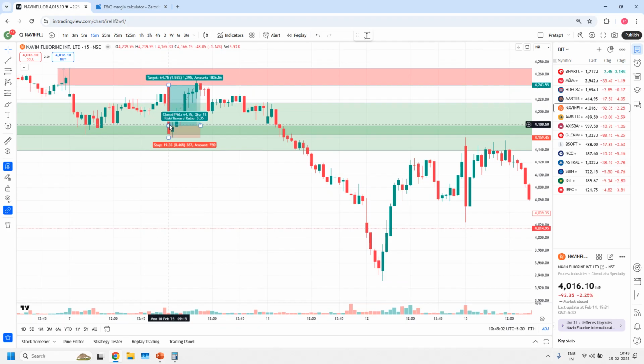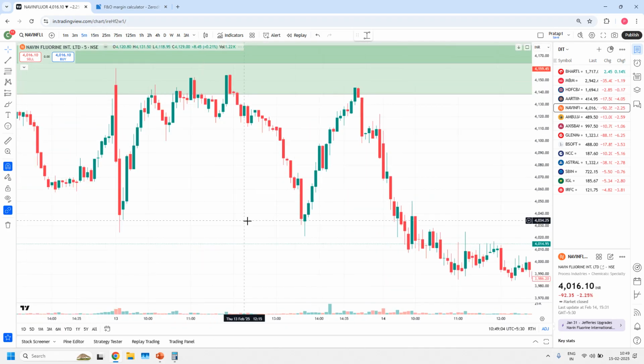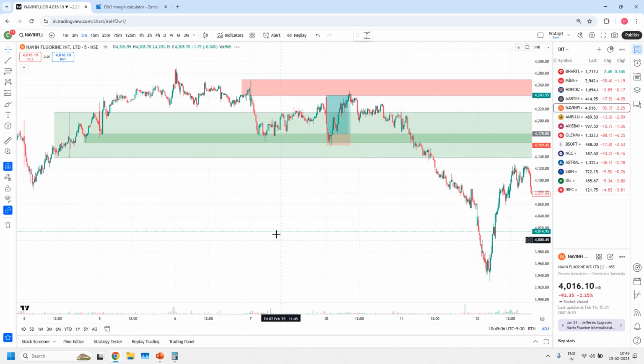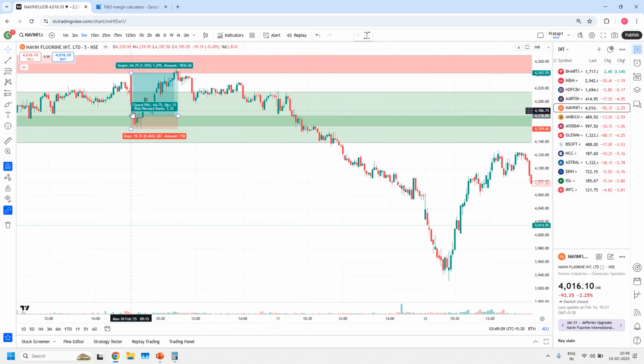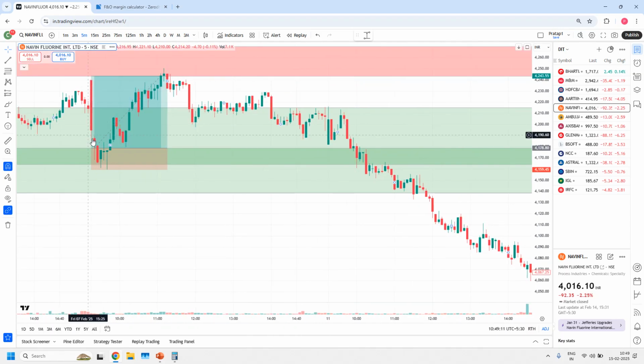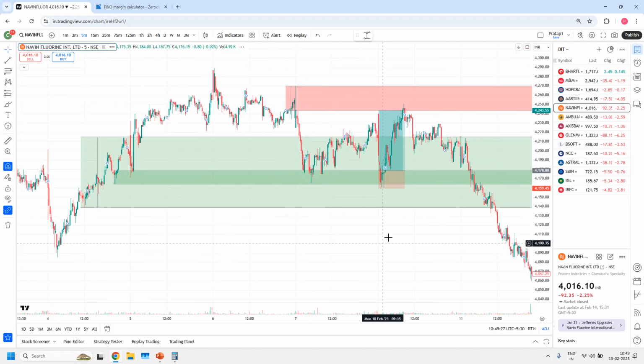Morning 9:25 in the 5 minute candles, the 9:20 candle gave you the entry, and it reached the target at 11:05, say 11:20 approximately. In 2 hours, the trade is completed.